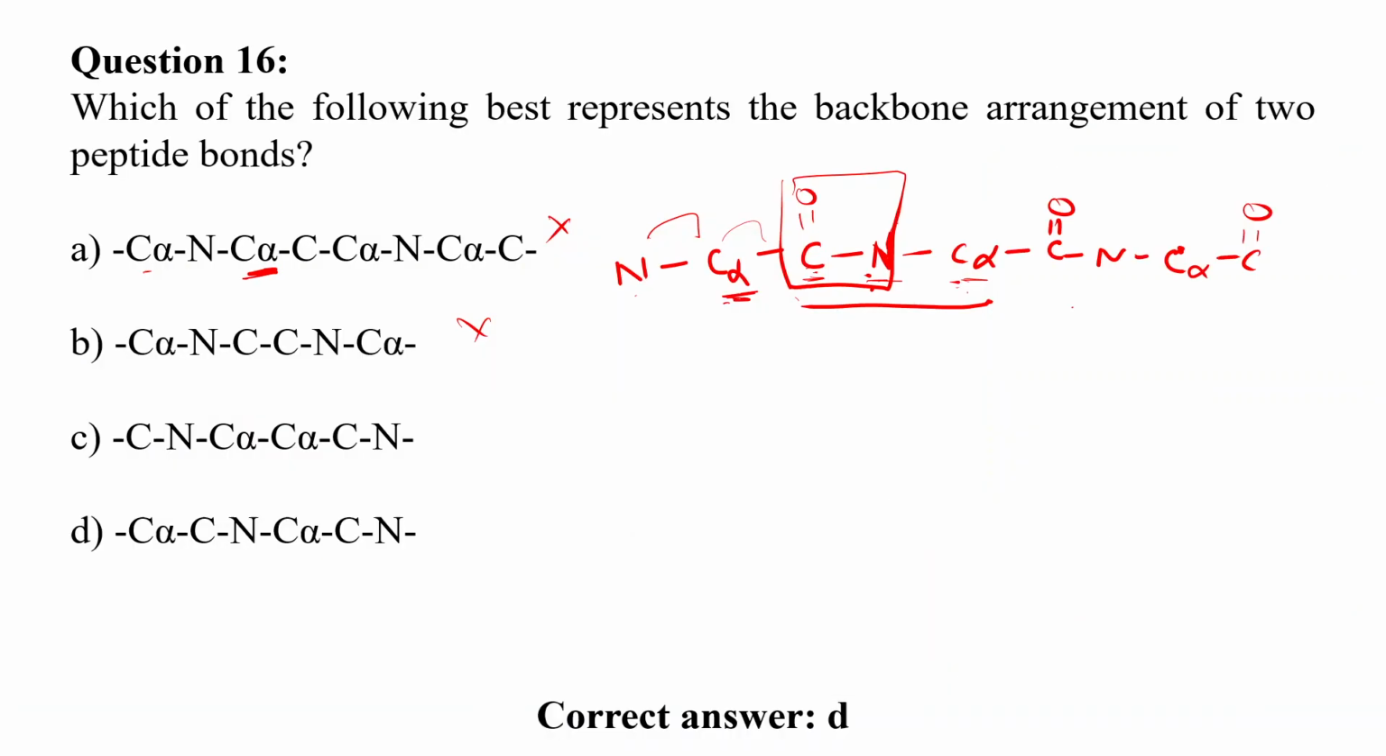Okay, so the correct answer for this question is option D. Because you see in option D we have C alpha, C, N, then again C alpha, C, N, so it's an alternating unit of the same sequence. So C alpha, C, N, then C alpha, C, N, and so on. So the correct option for the best representation of a peptide backbone is option D.